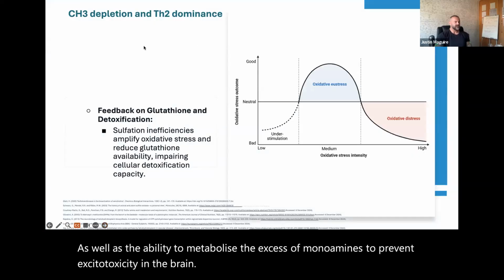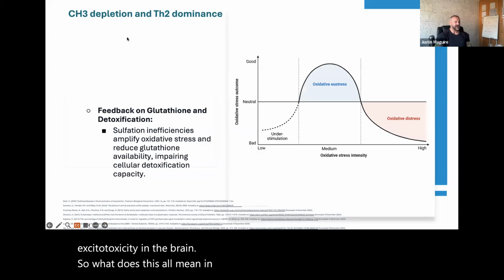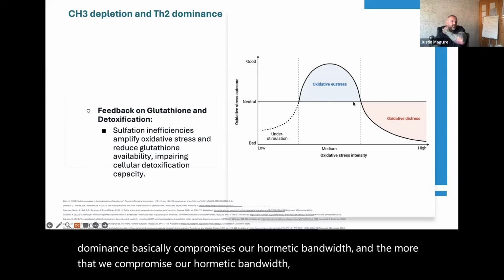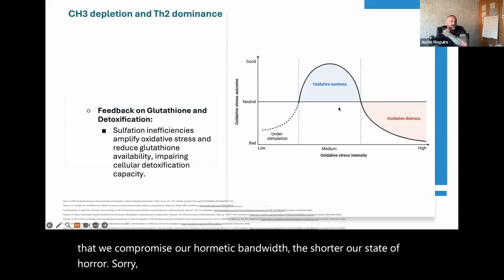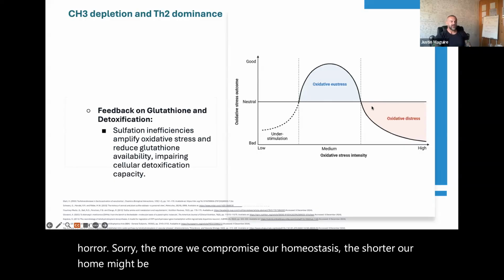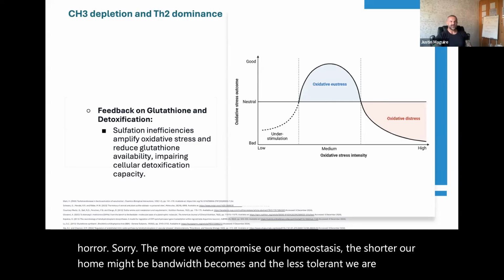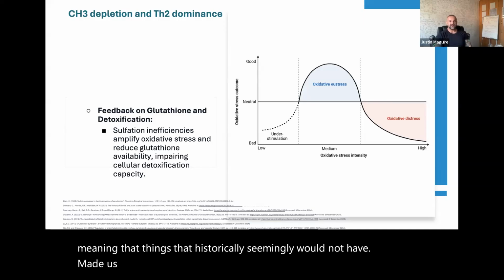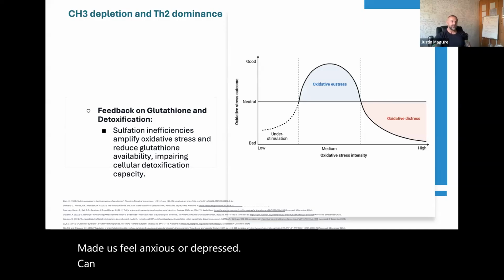So what does this all mean in terms of depleting the methyl donors in Th2 dominance? Basically, it compromises our hormetic bandwidth. The more that we compromise our homeostasis, the shorter our hormetic bandwidth becomes, and the less tolerant we are to stress, meaning that things that historically seemingly would not have made us feel anxious or depressed can, over time in these states, lead to those exact unwanted outcomes of anxiety and depression.